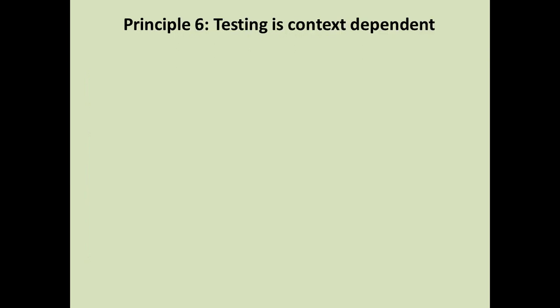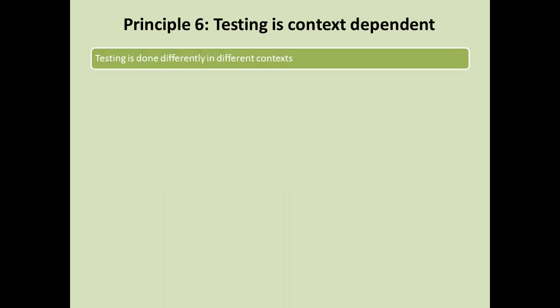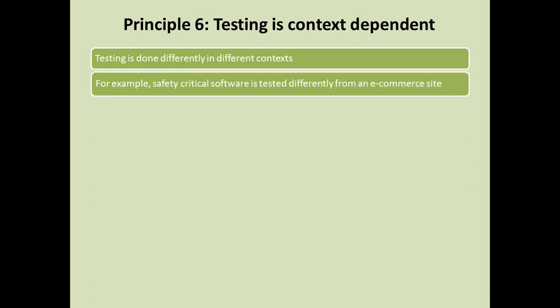Then principle 6 says testing is context dependent. Testing is done differently in different contexts. For example, safety critical software is tested differently from an e-commerce site. So testing is context dependent means that testing is done differently in different contexts. Safety critical software will be tested differently from an e-commerce website.